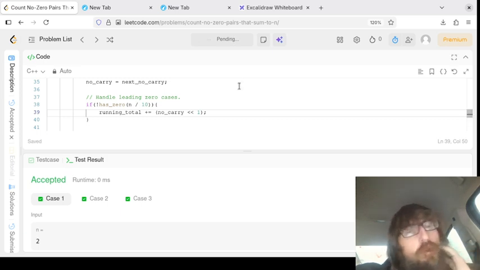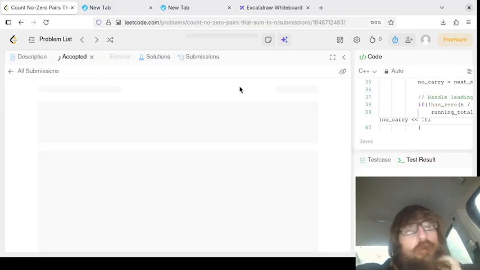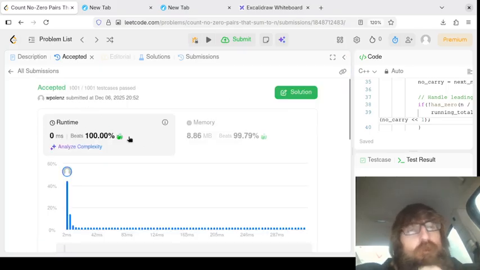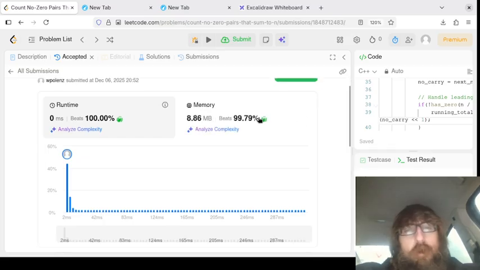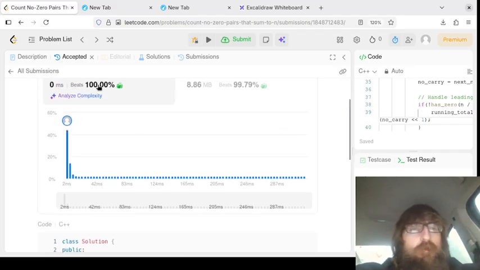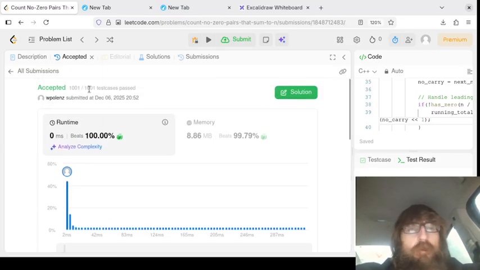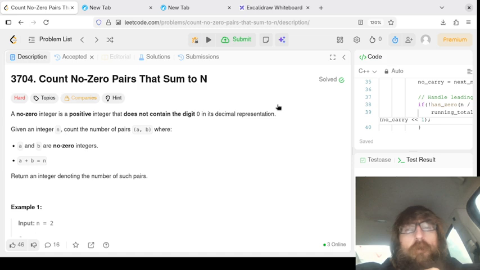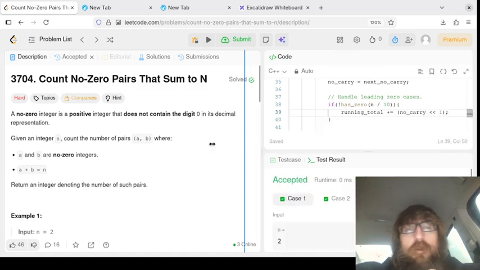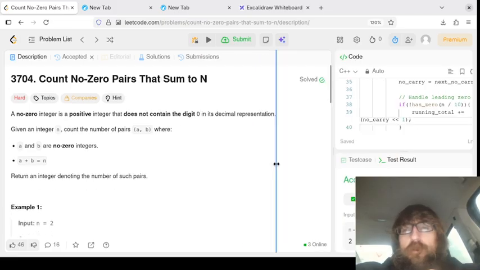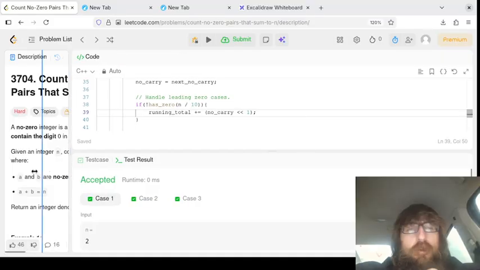I was pretty impressed that I was able to come up with this, figure it out and solve it. I impressed myself with this one. So there you go. Accepted. Its memory is almost the top in terms of memory, and obviously it beats 100% because it's very, very fast, right? 0 milliseconds. Solved 100,001 test cases. Pretty good. I think that about covers it, and hopefully that was interesting. We'll go over the code one more time.